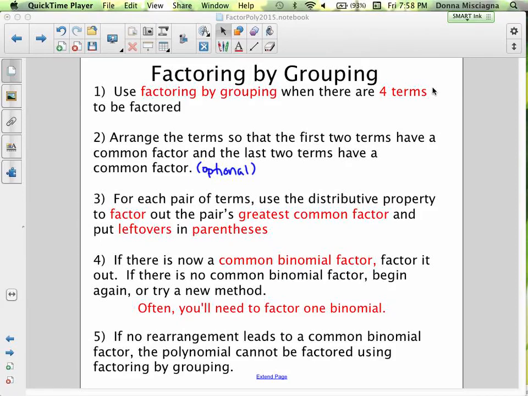Welcome! In this lesson, we're going to be learning about factoring by grouping for polynomial functions. We can use factoring by grouping when there are 4 terms to be factored. We do need exactly 4 terms.